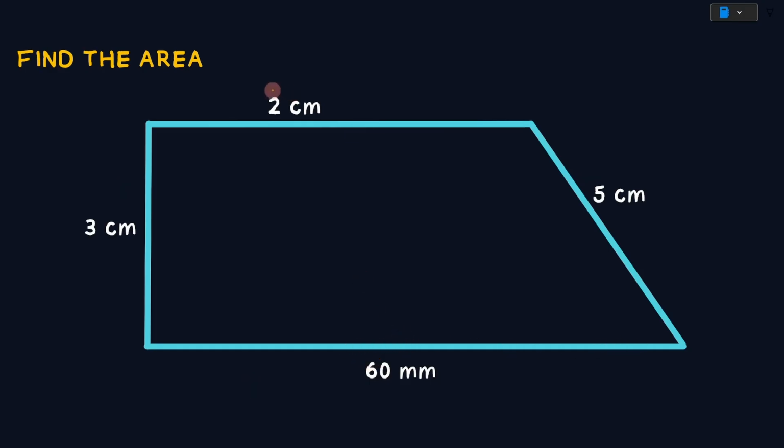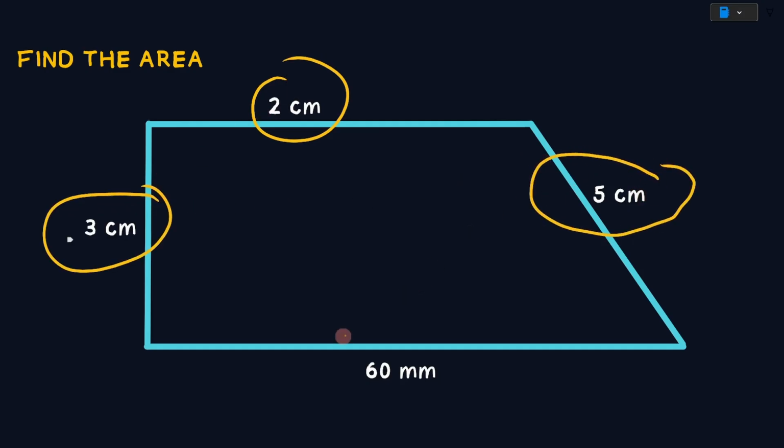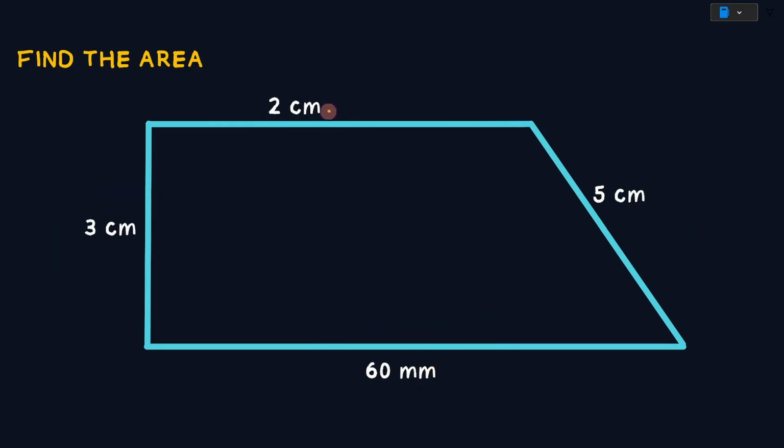Here we are given that one side is 2 cm, another side is 3 centimeters. The slanted side is 5 cm and the longer side is 60 millimeters. Take note of these millimeters in this very question. We can call this side base 1. This is the first base, and we can call this side base 2. Let's call this side the height.